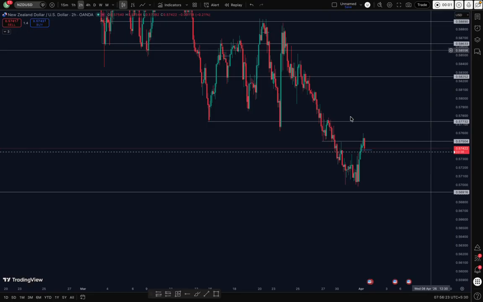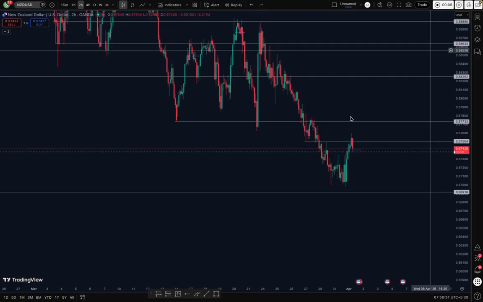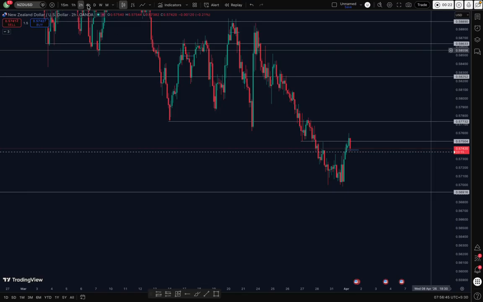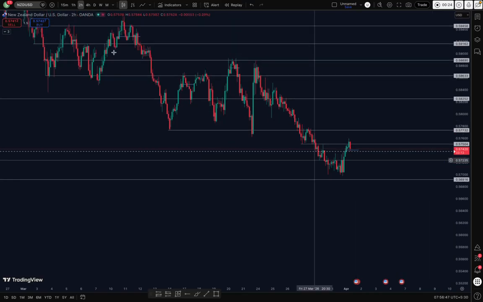Hey guys, I was analyzing some of the forex pairs and came across NZD USD. It looked like a decent setup to trade. Normally I don't trade forex pairs, but this one just looked very clean, so let's just get into it. We've seen that NZD USD has been trending lower.